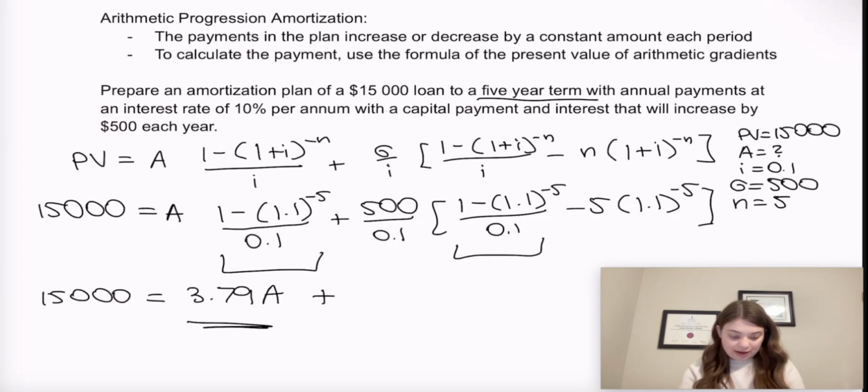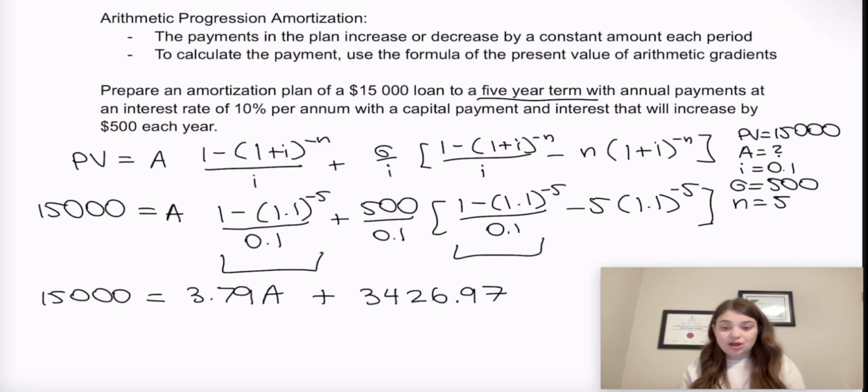We're going to multiply by 500, hit equals, divide by 0.1, hit equals. And here I'm getting 3,426.97 when I round to 2 decimal points. Okay, so at this point, this looks a lot simpler to work with.